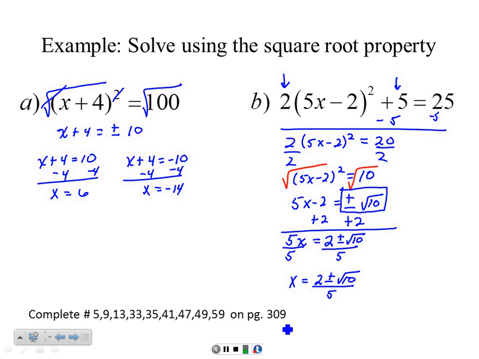Alright, so I want you to try page 309. Try these problems. Bring them into class if you have any questions.